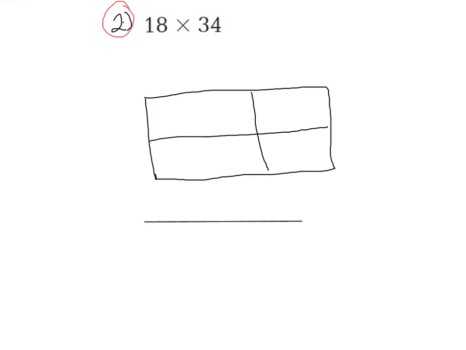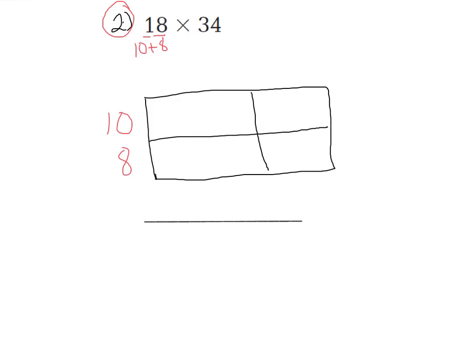Now let's look at our first factor. Our first factor is an 18. I want to break up that 18 into place values. I note that the 1 is worth 10 and the 8 is worth 8 ones because it's in the ones place. So 18 is really 10 plus 8. Now I'm going to write my 10 and my 8 down the side of my box model. So I'm going to put a 10 here and an 8 here.